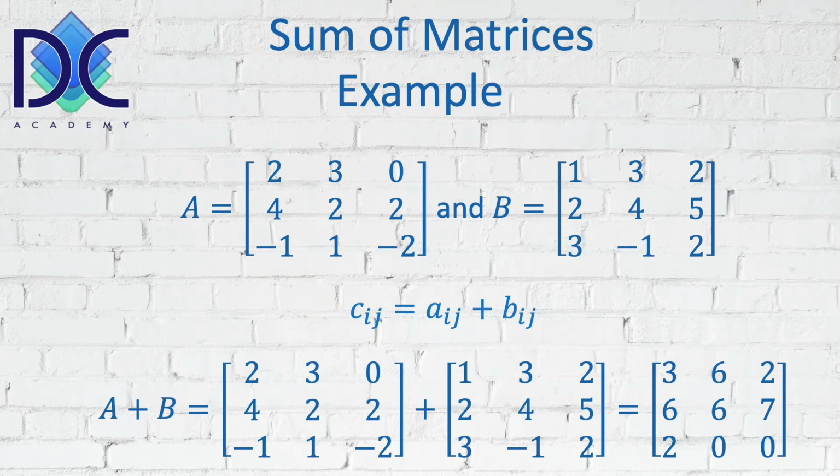So basically the formula we use is Cij is Aij plus Bij, which means that I take the i row and the j column elements and we add them together. Now, this results in the matrix when we look from the first column, 2 plus 1 is 3, 4 plus 2 is 6, minus 1 plus 3 is 2. For the second column, we have 3 plus 3 is 6, 2 plus 4 is 6, and 1 minus 1 is 0. And for the last column, we have 0 plus 2, which is 2, 2 plus 5, which is 7, and minus 2 plus 2 is 0.